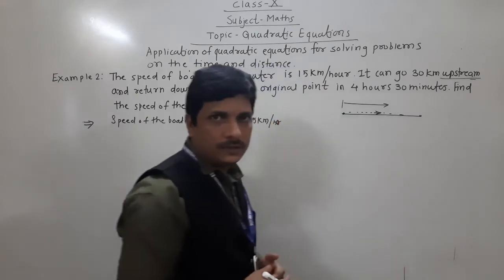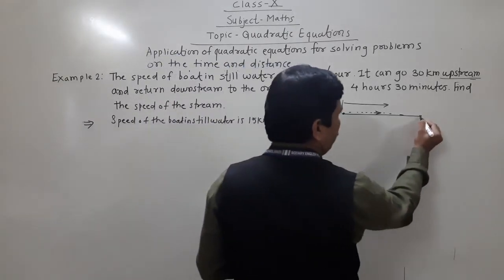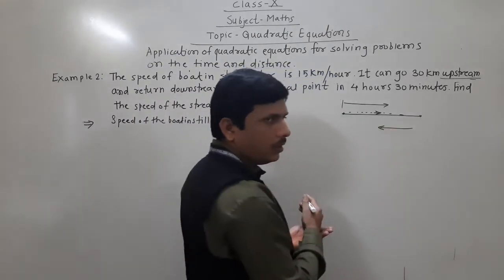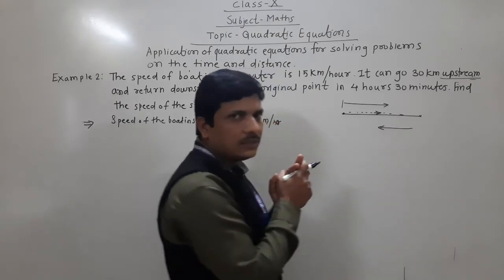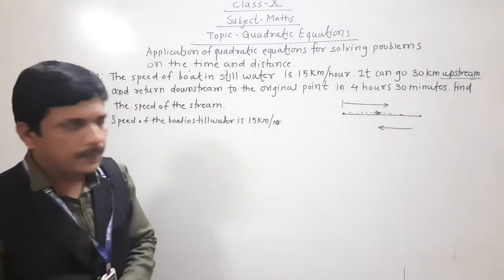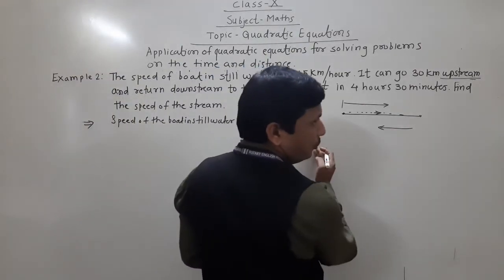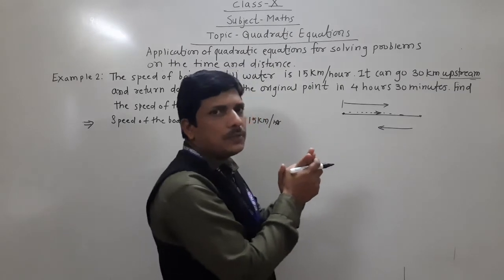From this point, when the boat is going downstream, automatically its speed is going to increase. And from this point, when it comes upstream again, meaning against the flow, the boat will get resistance, so definitely the speed is going to decrease. Understood? So what will be the downstream speed?